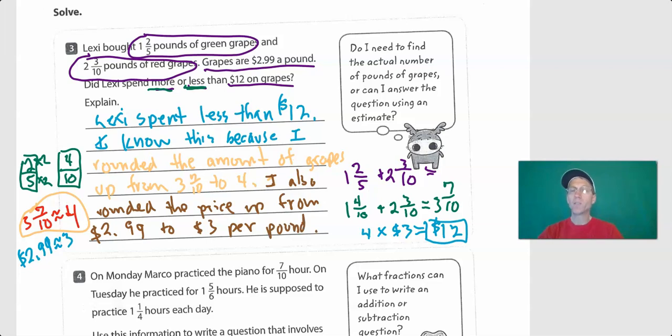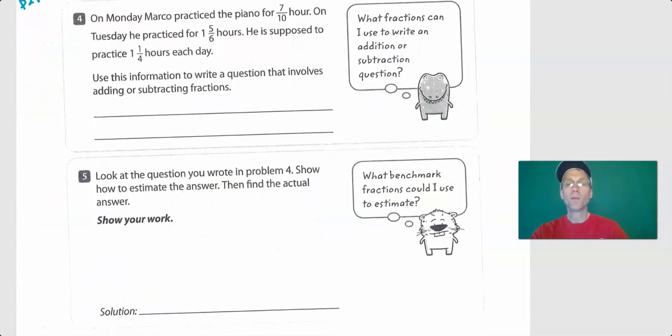So when we're writing a math explanation, what do we do? First thing we do, answer the question. Lexi spent less than $12. It says explain. I know this because I rounded the amount of grapes up. I also rounded the price up. Okay? Nice. Here, let's take a look at our next one. And I think I'm going to pause right there.